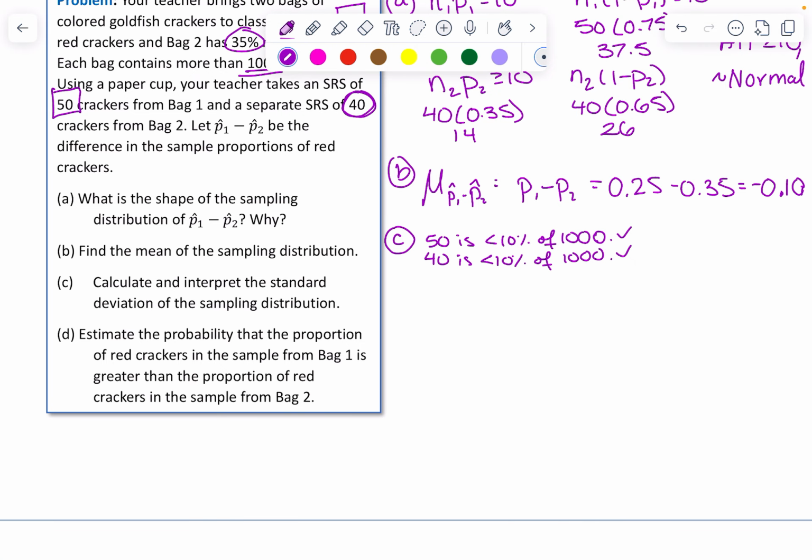So let's calculate the standard deviation. My new formula is just going to be p1, which is 0.25, times its complement, 0.75, over the sample size that it came with. Plus, and now p2, 0.35, times the complement, over its sample size.